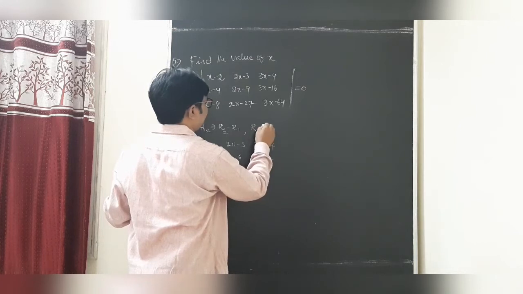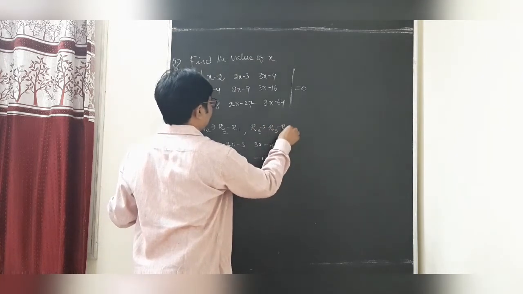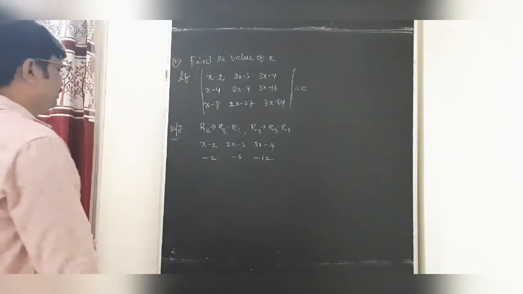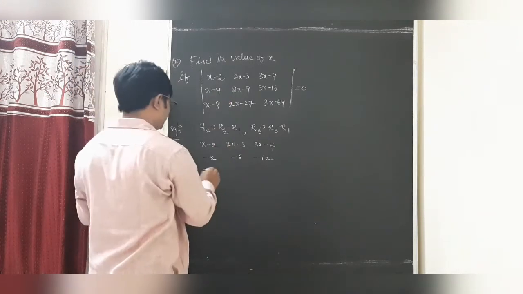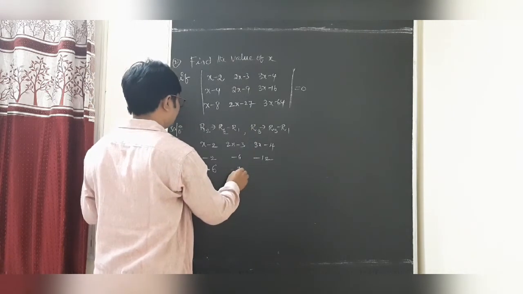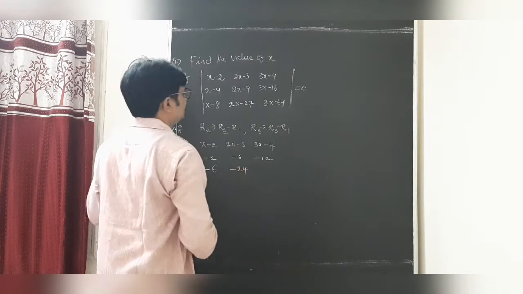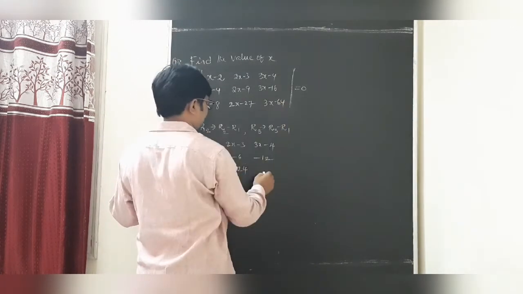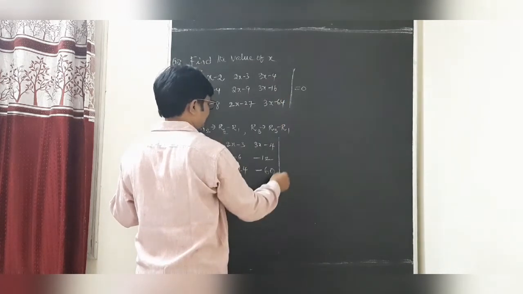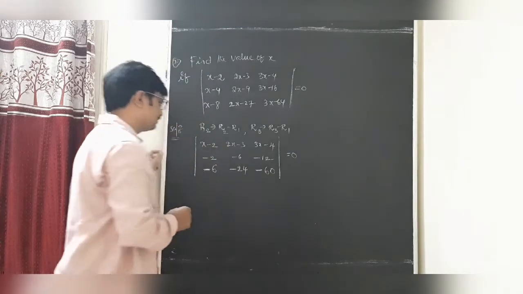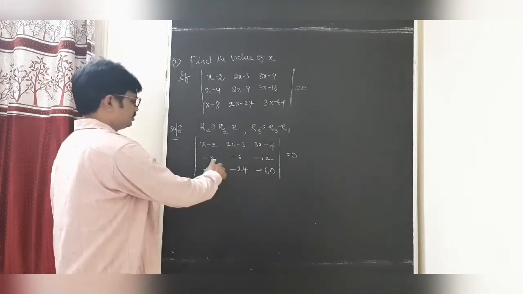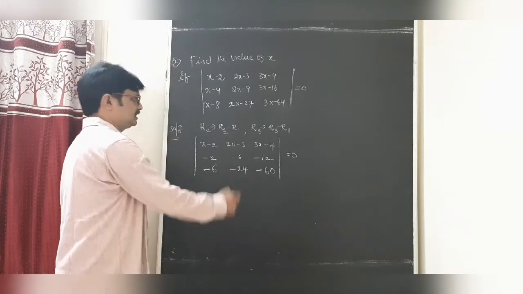And students, R3 is replaced by R3 minus R1. Now this is minus 8 plus 2, which is minus 6. Minus 27 minus 3 is minus 24. Minus 64 plus 4 is minus 60. So, dear students, what we observe in the second row and third row is that minus 2 is common in one and minus 6 is common in the other.